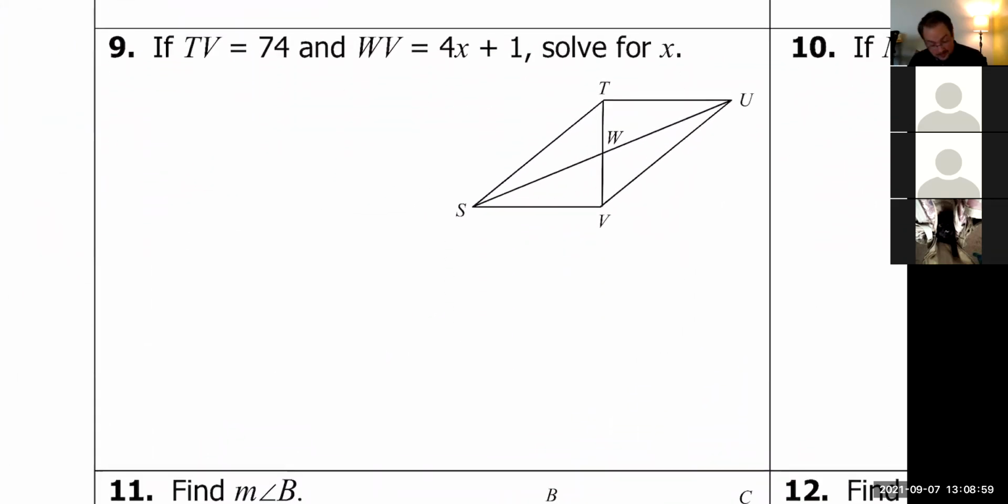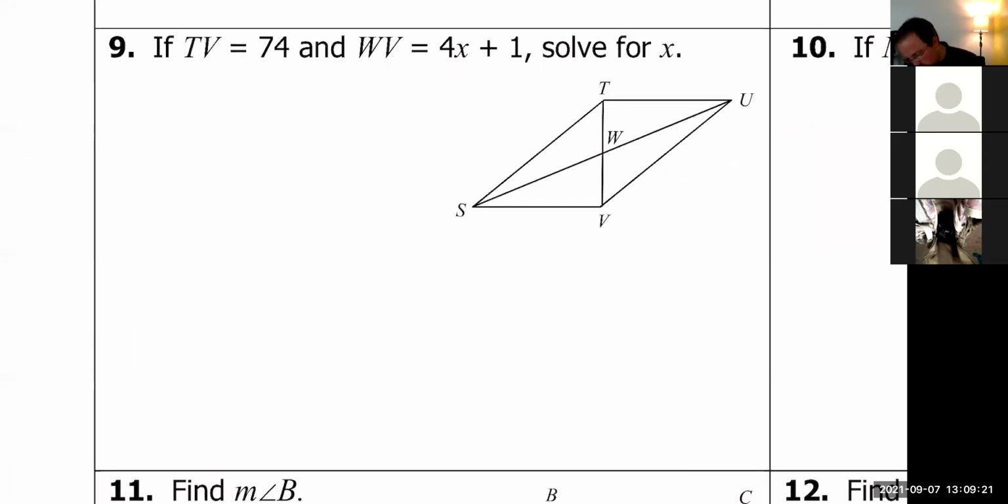Number 9, a little bit different here. It is asking us to solve for x, but now we've thrown in some diagonals into the mix. This is telling me that TV, which appears to be an entire diagonal, is 74. WV, which appears to be part of the diagonal, is 4x plus 1.